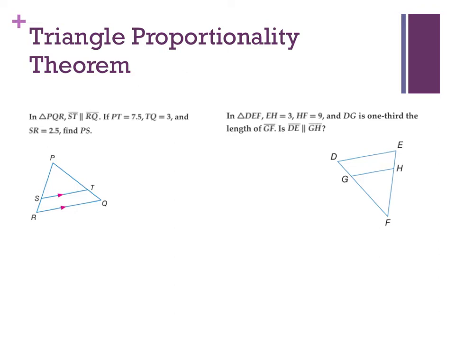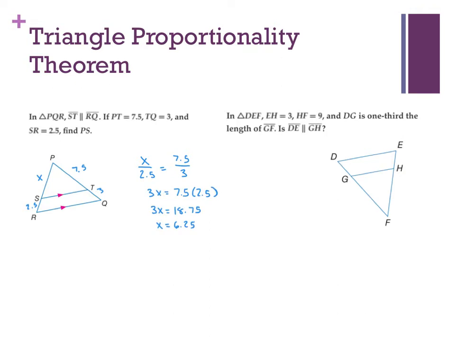Now let's go ahead and practice. So in this first one, we are told that the lines are parallel. ST is parallel to RQ. If PT is 7.5, TQ is 3, SR is 2.5, we need to find PS. Okay, so since you have parallel lines, you can go ahead and set this up as a proportion. So I'm going to go X over 2.5 is equal to 7.5 over 3. Remember to keep everything in order. So now I'm going to cross multiply and solve.